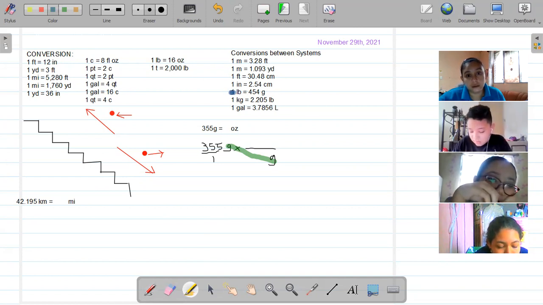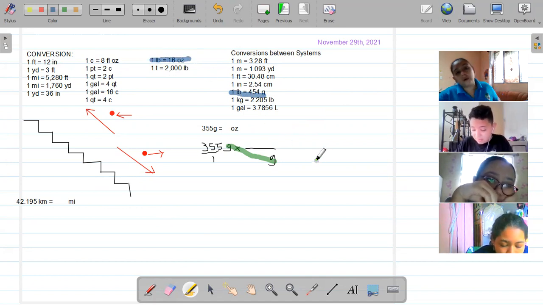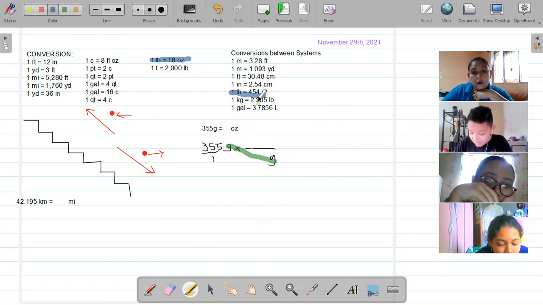Let's make it in blue. And I also have from pounds to ounces. So I can use those two conversions, okay? I can go from grams to pounds, and then from pounds to ounces. And that's exactly what I'm going to do. So I have that 454 grams are 1 pound.